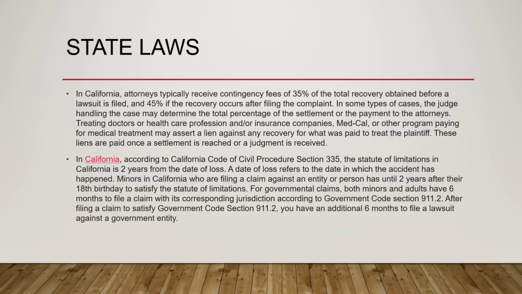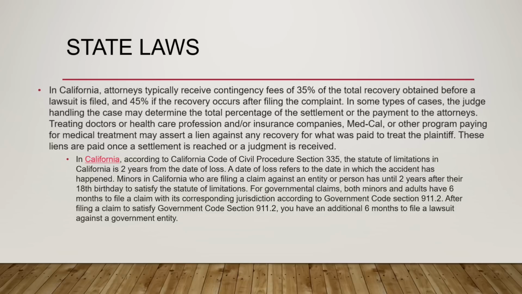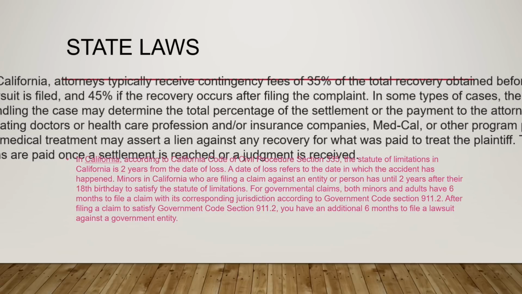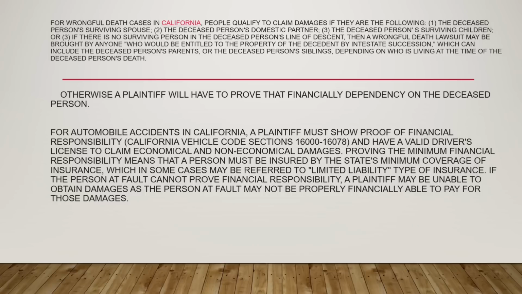For governmental claims, both minors and adults have 6 months to file a claim with the corresponding jurisdiction according to Government Code Section 911.2. After filing a claim to satisfy Government Code Section 911.2, you have an additional 6 months to file a lawsuit against the government entity.